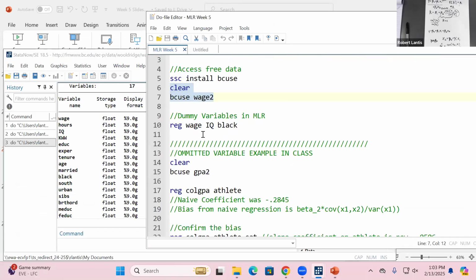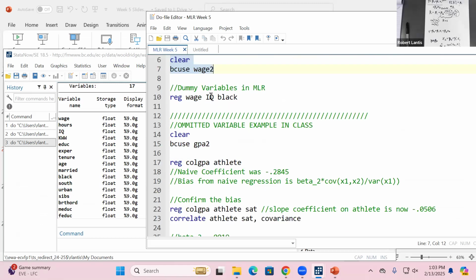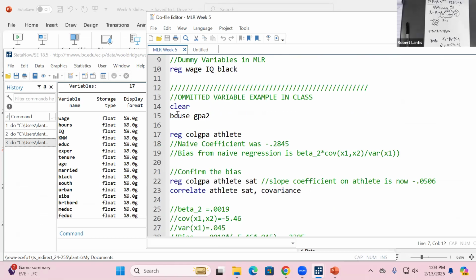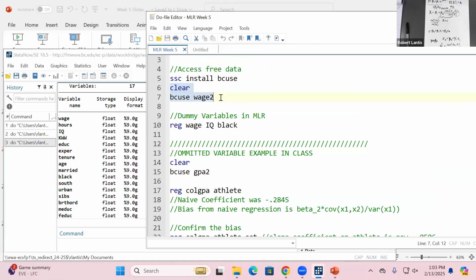So we're now going to use this data set. We'll skip over this because I'm going to do things in a slightly different order. We'll come back to dummy variables in multiple linear regression. So we opened up that BQs data. That was one thing I wanted to show you. We have multiple data sets we can use, so not just wage. I'm going to go down here.